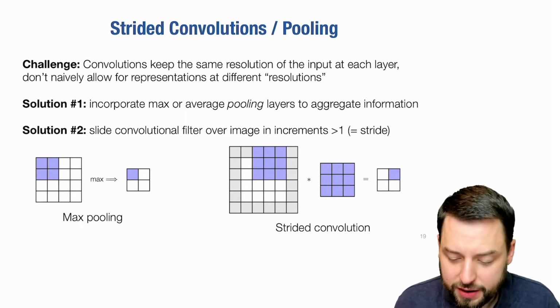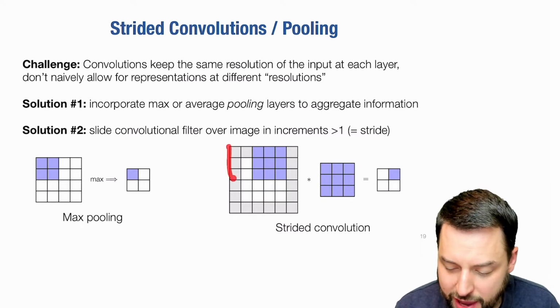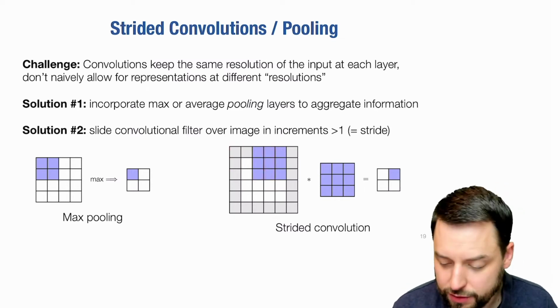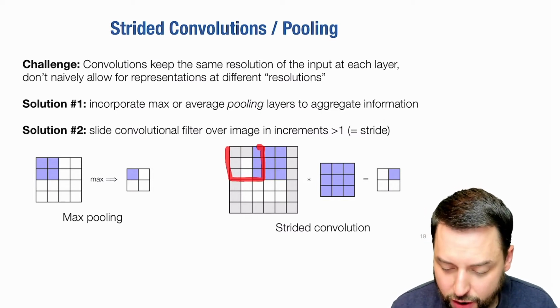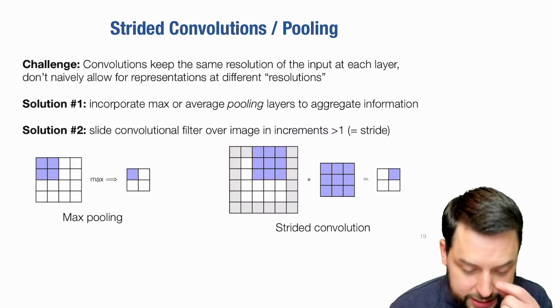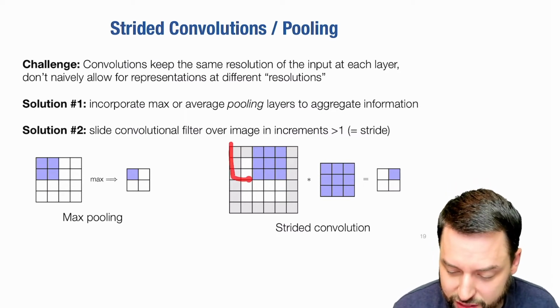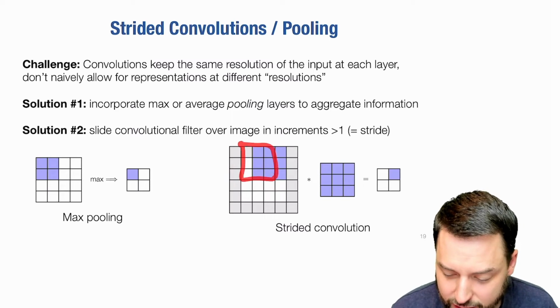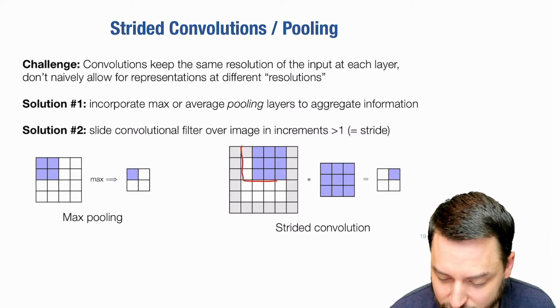The second possibility is something called strided convolutions. The idea here is that normally we take our filter and apply it to every possible location in the image. That's the typical way of applying a convolutional filter. But what if instead we move the filter over by more than one location at a time? This would also result in a downsampling of our input image, because we take only this position and not this one, but then just this one. So I'll draw this here: we don't take this one in red, we only take the ones in blue.